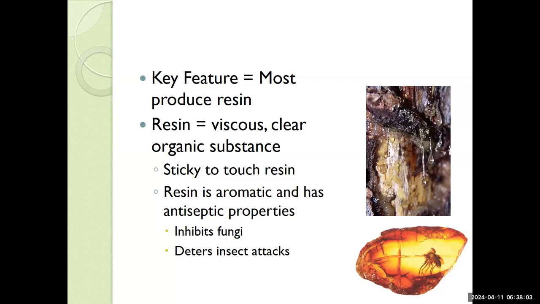It can kill and inhibit fungal growth and deter insect attacks. When we think about amber and Jurassic Park, that's fossilized resin. It comes about in response to a tree's wound response. Now, this resin is very, very sticky, and the idea is it's supposed to create almost a clot on that damage to the plant. It also is very flammable.